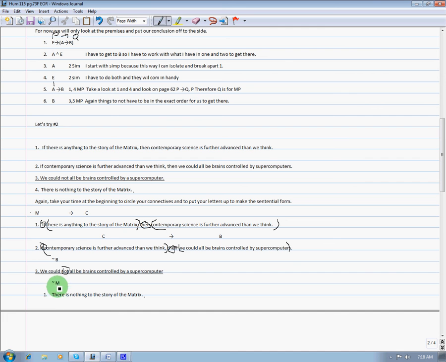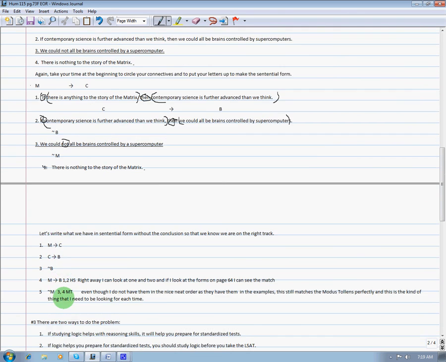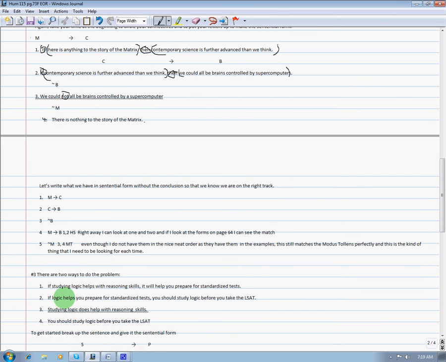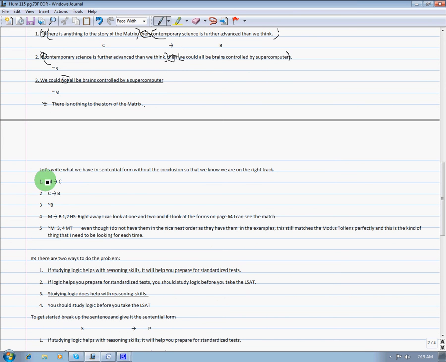Okay. So let's write out what we have in sentential form without the conclusion so that we know we're on the right track. If M then C, if C then B, and it's just everything we have up here. Not B, so we move not M over. We don't need that. And we can do this in this way. We can say if M then B, because I have a hypothetical syllogism. Remember, I just crossed those two out because in hypothetical syllogism, if M then C, if C then B, I can certainly get if M then B.